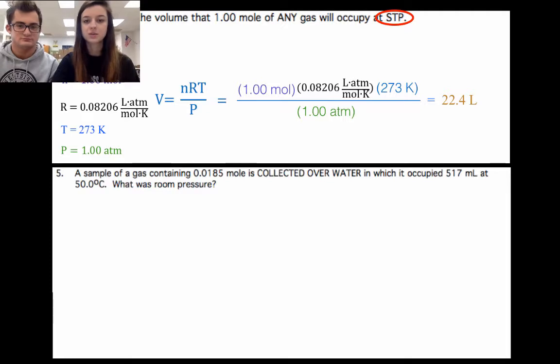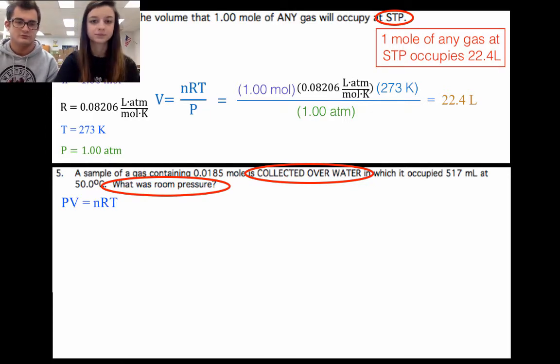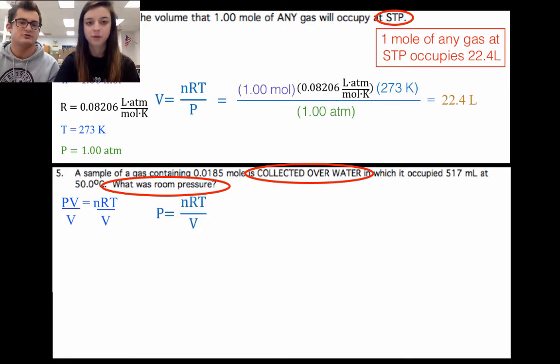All right, so the next one is again collected over water. So what does that mean, Josh? We have to use Dalton's law. Which is? Pressure of the room equals pressure of the gas plus the pressure of the water. Yep. So it's asking us to find the room pressure. So are we going to do that at the end or the beginning of this problem? At the end. Because we need to find the pressure of the gas first and then add that to the pressure of the water to get the pressure of the room.